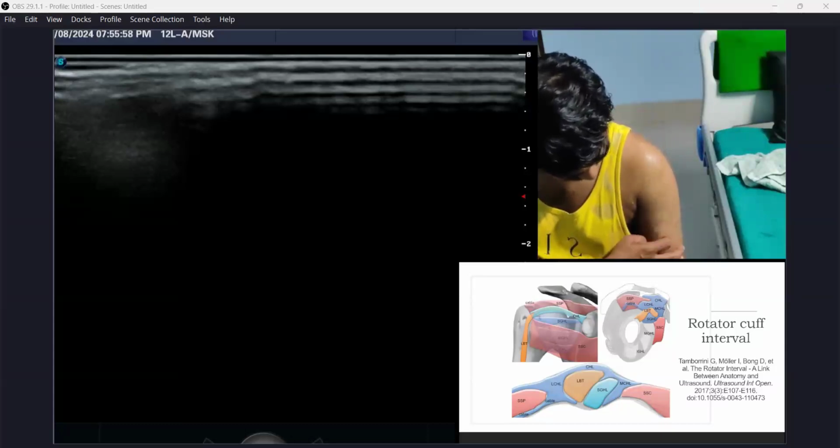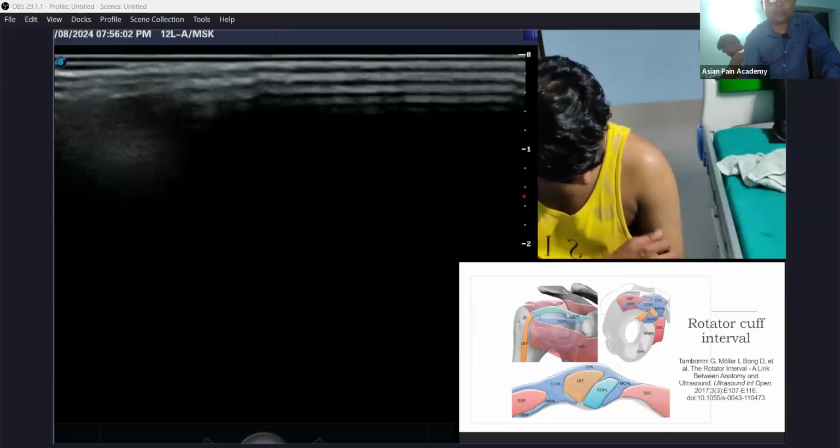Sir, where are you showing? Oh. Okay, my movement of the pointer is not there, no?